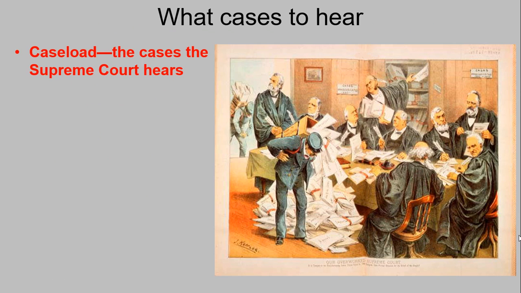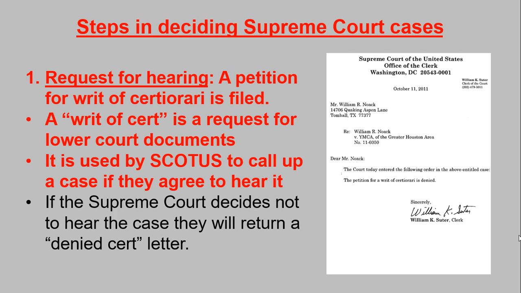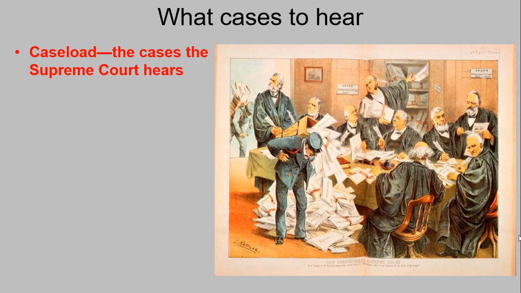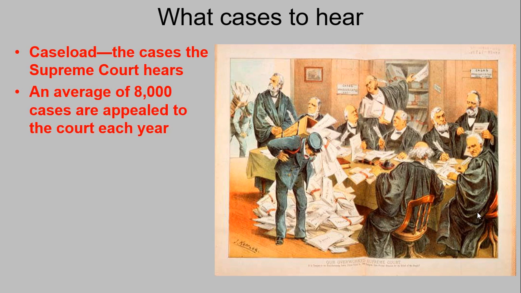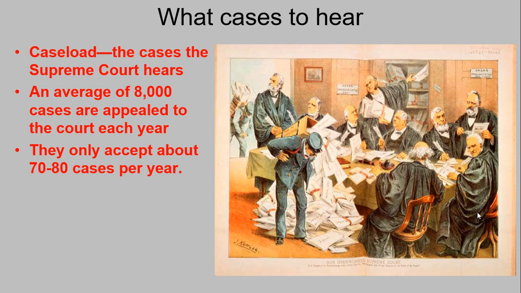Okay, so the reason why the Supreme Court has to deny cases is they get thousands and thousands and thousands. They couldn't take all of the cases that people want them to hear. So they get all these requests and they have to decide which court cases to add to their caseload. They get an average amount of appeals, about 8,000 cases get appealed per year. 8,000. They can't take 8,000 cases a year. So they only accept about 70 to 80 cases per year. That's about a 99% rejection rate.